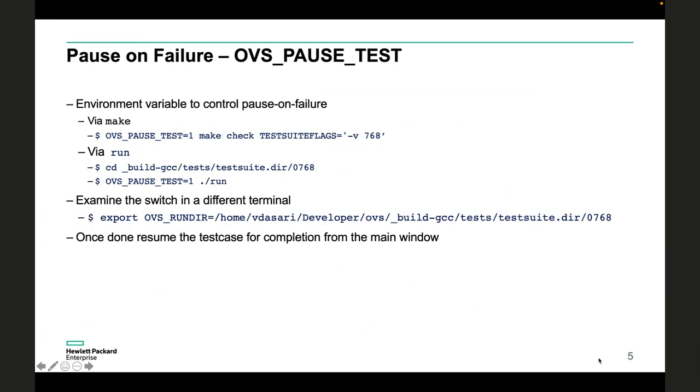If doing it by the run command, you may need to go to the directory and then execute it from there, as shown here. Once the test pauses on failure, you can go to another window and set another environment variable, OVS_RUNDIR, to point to the test suite directory. After that, we can examine the switch by running OVS commands, any OVS commands. Once done with the examination, we can go back to the main window and press enter to unpause the test and clean it up.